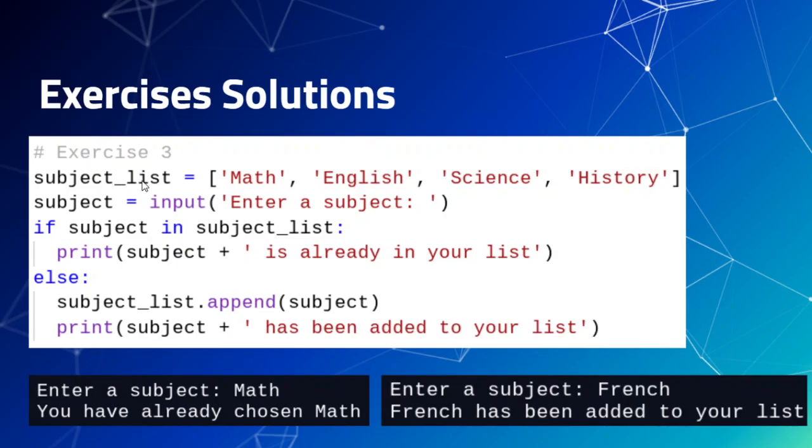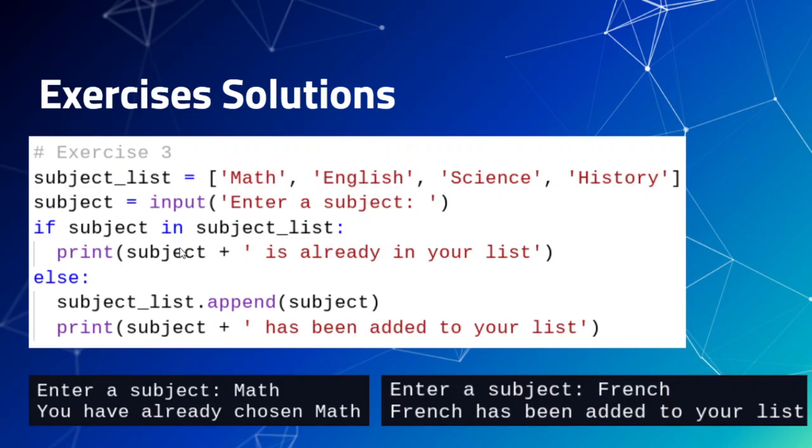Let's just make our subject list. It has a few strings in it: math, English, science, and history. And we want the user to input a subject. Subject is being assigned an input. Here, since we are working with it as a string, we don't need to cast it as anything. We want to check, did the subject that the user entered already exist in this list?